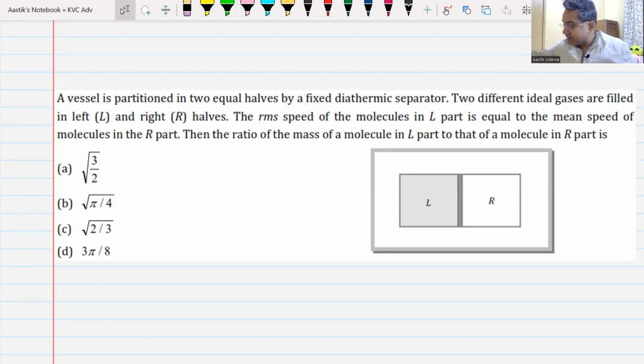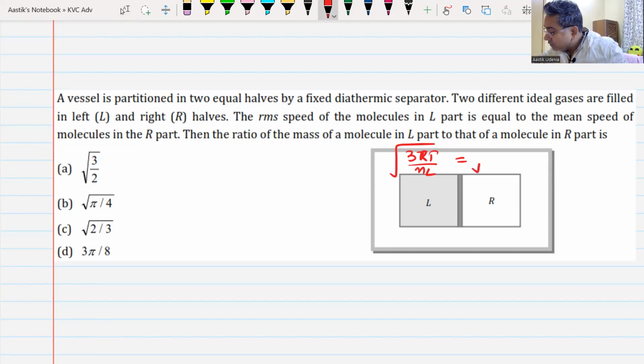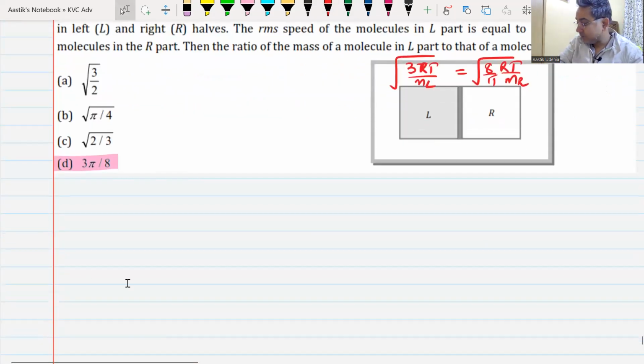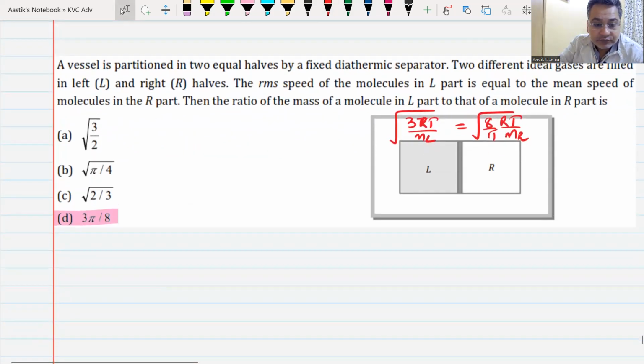Option D is correct. The RMS speed of gas in the left part will be root of 3RT by the mass of the gas. This is equal to the mean speed. Mean speed is root of 8RT by pi M_R. From here, if you equate both, you will get this answer. Everyone got this? Yes. Well done.